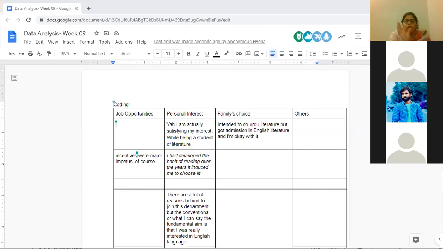So all of you need to put it in the Google Drive and read the chapter on qualitative data analysis if you haven't already done it, so that we can discuss the rest of it next week, okay?